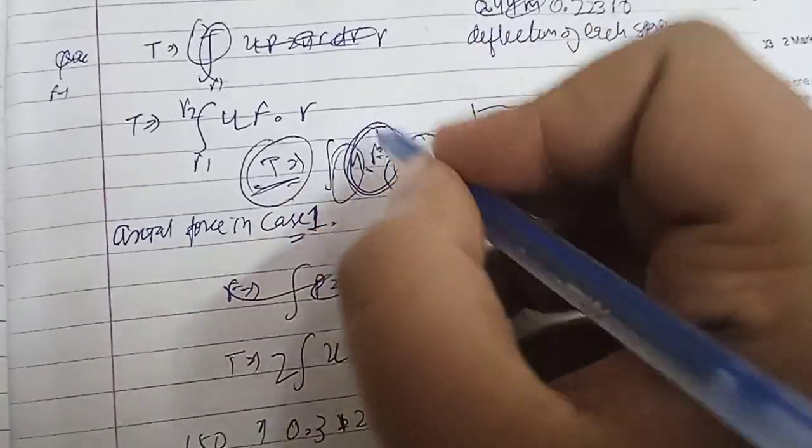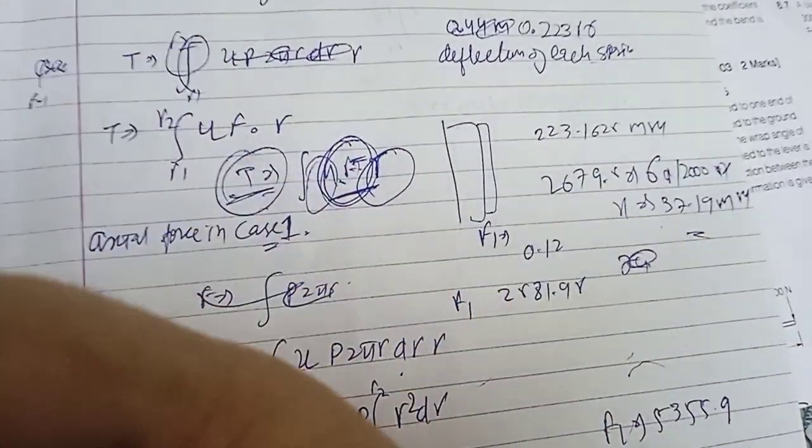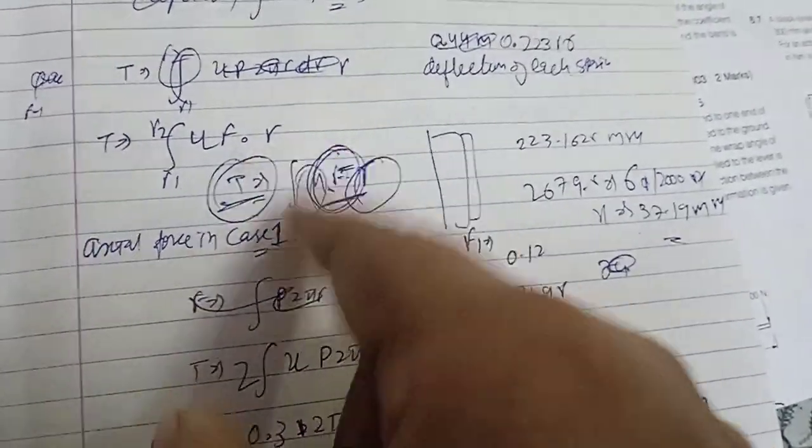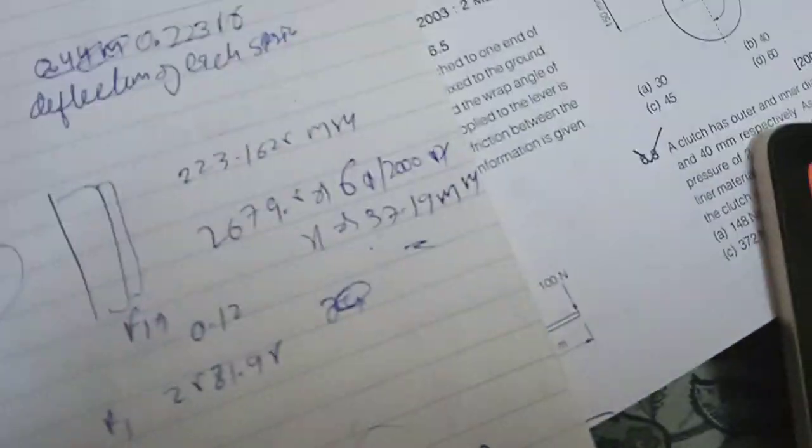As he has asked for the difference, torque must be changing, which means the axial force must be changing. Now we know the old clutch has less torque and the new clutch has more torque. So F1 should be more and F2 should be less, so T2 will automatically be less. So how do we find the value of F2?